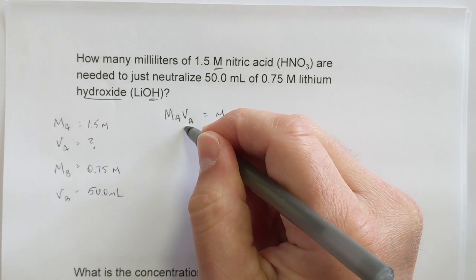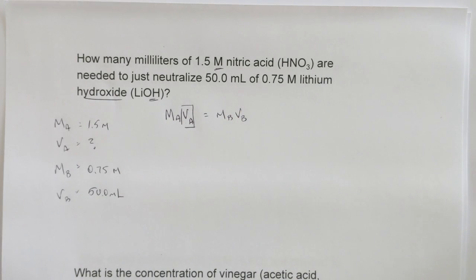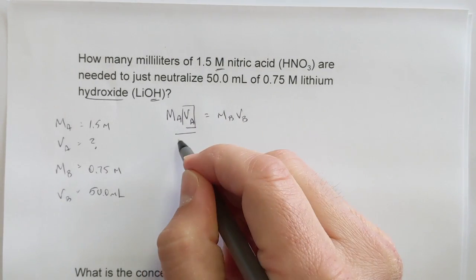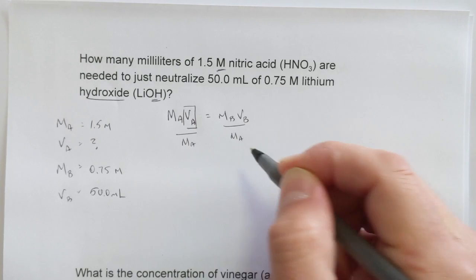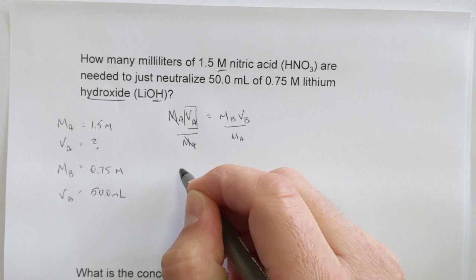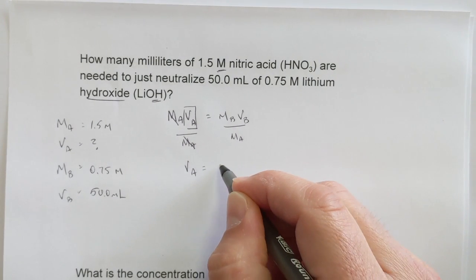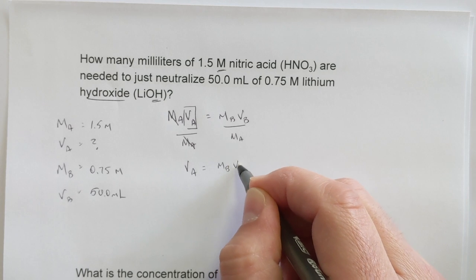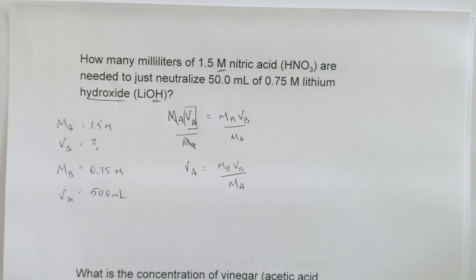We want to find the volume of our acid. We need to isolate this variable, so we want to remove the molarity of the acid. Because things are multiplied, I am going to move it by dividing both sides by the molarity of the acid. These cancel out on the left, which leaves us with the volume of the acid is equal to molarity of the base times the volume of the base divided by the molarity of the acid.